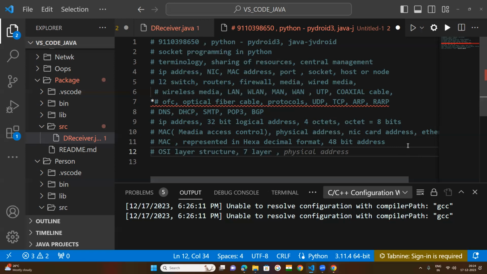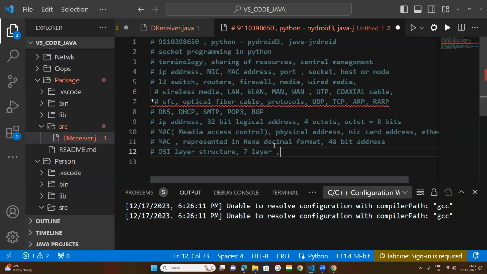But in computer networks, these 7 layers are virtual layers. They are named, starting from the interface, physical layer, data link layer, network layer, transport layer, session layer, presentation layer, application layer. 7 layers are there. As a programmer, you need to understand these 7-layer structures. Every layer is a virtual layer. They are not physical.